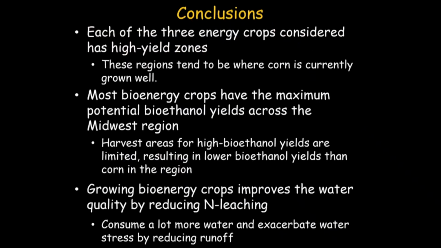Now I can come to some conclusions. There are many conclusions I can draw, but a few major ones. First, we can grow these crops in the US, there's no problem, but these regions tend to be where corn is currently grown, particularly the Midwest. We have noticed that miscanthus, which is the high yielding grass, can only grow in the Midwest. Most bioenergy crops have the maximum potential of bioethanol yields across the Midwest region, but the harvested area, as I've already shown, is limited since yields drop, and they are not grown in many of the other areas. So the harvested area for high bioethanol yields is limited, resulting in lower bioethanol yields than for corn.